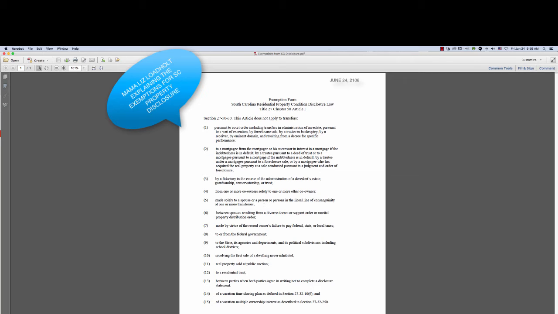Number 5, made solely to a spouse or person or persons in the lineal line of consanguinity, I can't even say that word, of one or more transferors. So, if a spouse is selling the house to the other spouse, then they don't need to have one. But that spouse who bought it, when they get ready to sell it, has to have one.